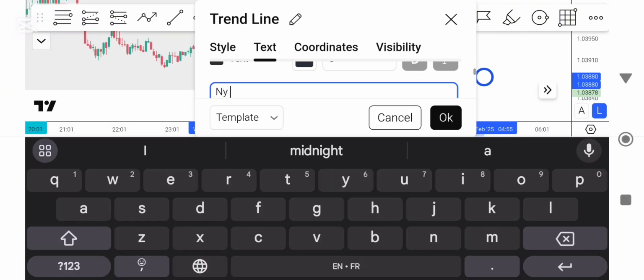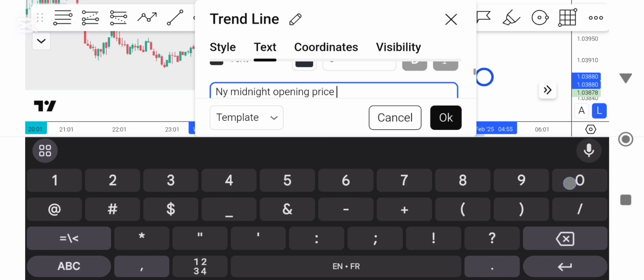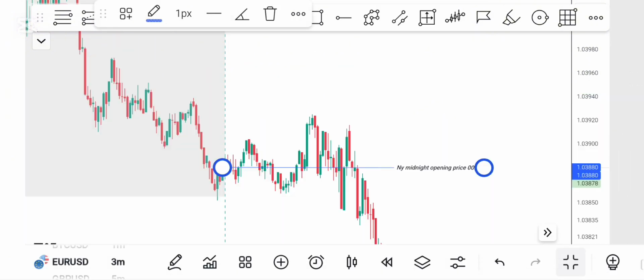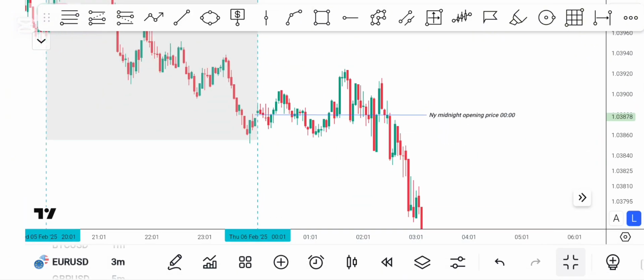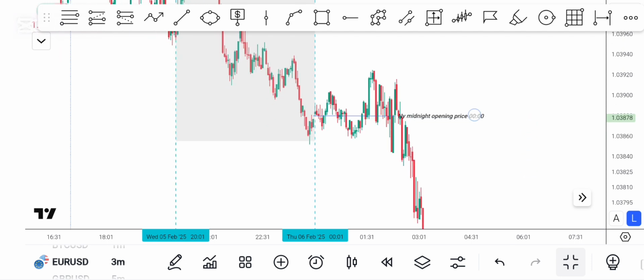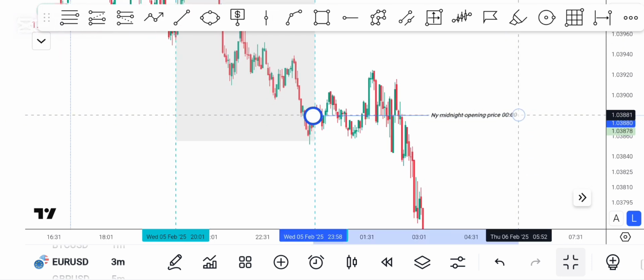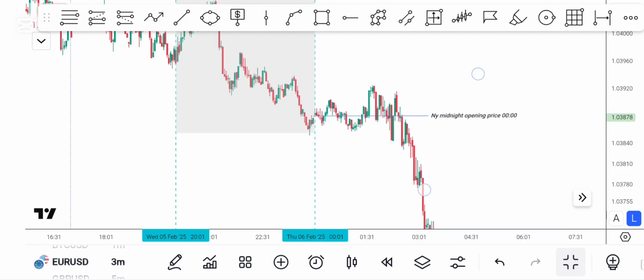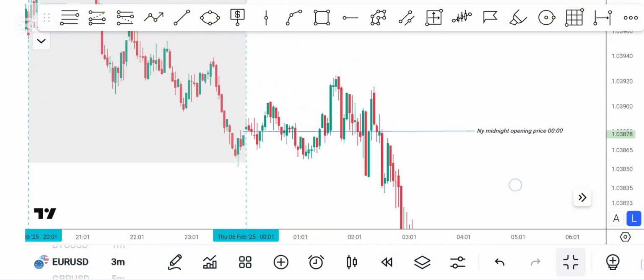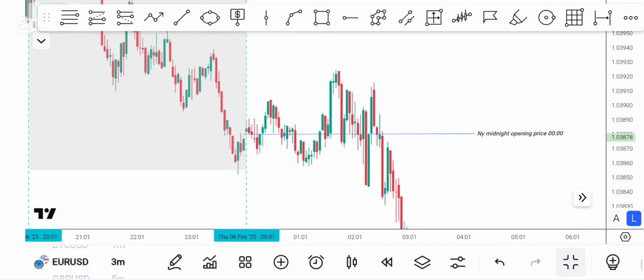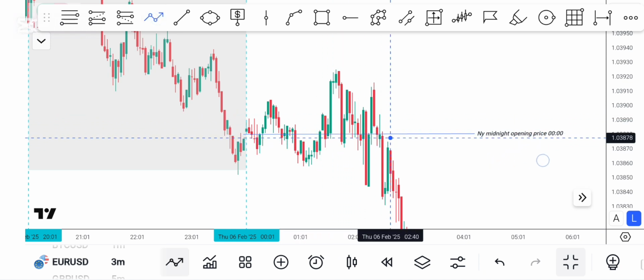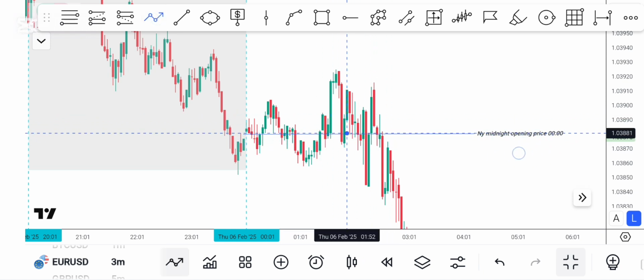New York midnight opening price, which is 0000. Something like this. Good. So this was the previous day, which was Thursday. You see how the market opened, and then what happened? It traded above the midnight opening price. It did not take Asian highs.